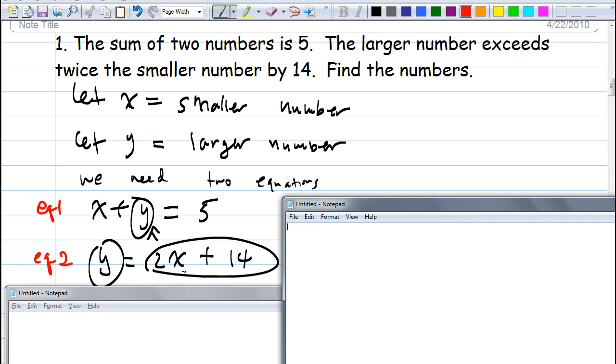Do we know how to solve this system? Which method should we use? We know three methods: graphing, substitution, or adding method. In this case, isn't it nicely set up for substitution? Do you have to use substitution? No. I could move the 2x to the other side and add it and so on, right?